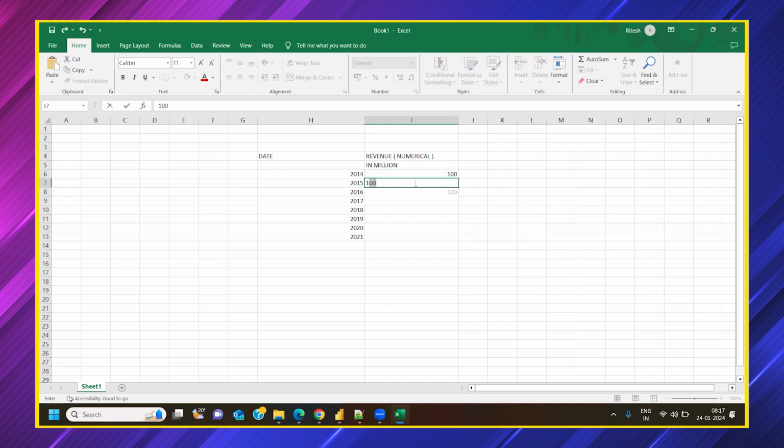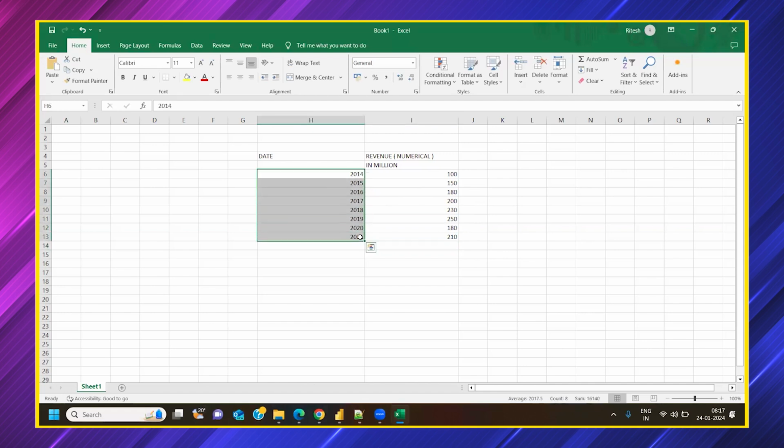In 2015 it went to 150. Somewhere the information is changing, the revenue is changing in terms of millions. So this is all in millions. Now the question is why these numbers are aggregated, while the years are still treated as a categorical value.